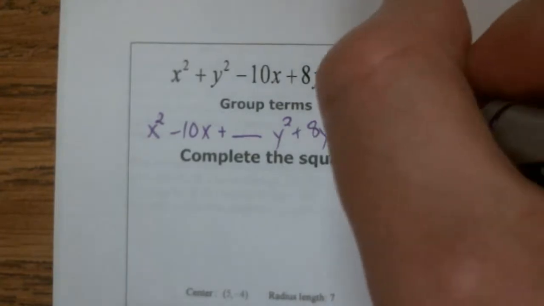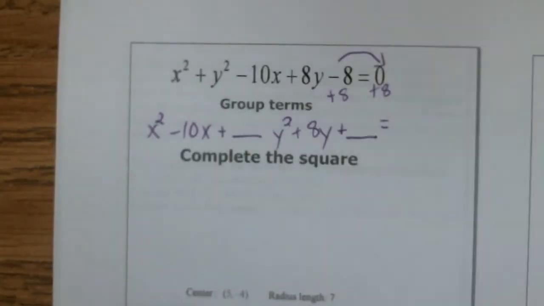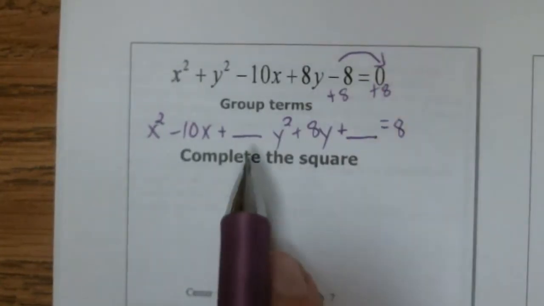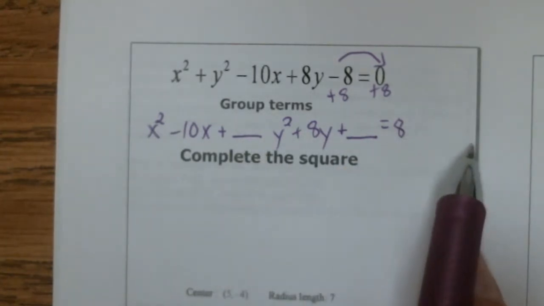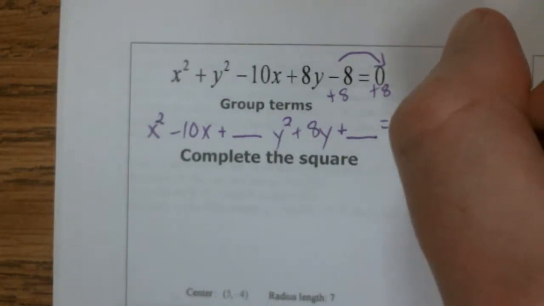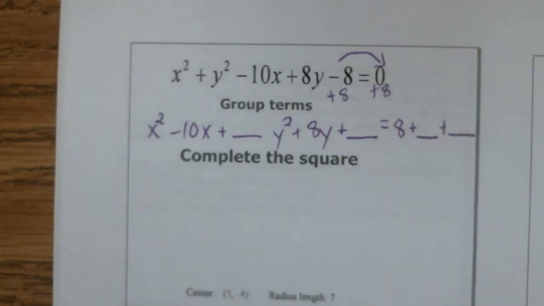And then we got to add 8 to both sides. I want to move this 8 to the other side of the equation. So that's going to be equal to 8. But remember, if I add two things to both sides of the equation on the left, I got to add two things to both sides of the equation on the right. So now I'm going to have a plus blank and then another plus blank.